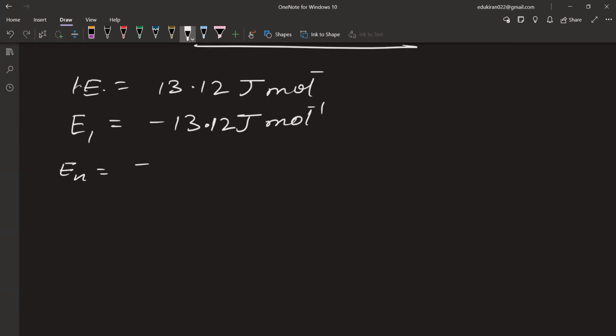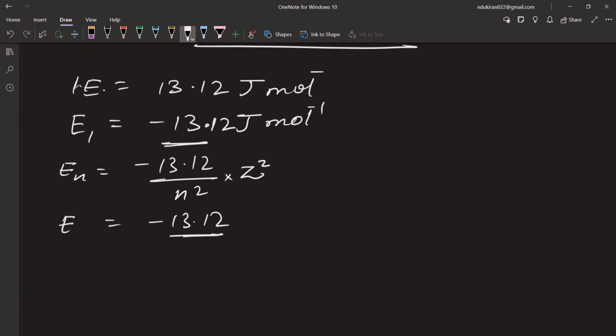और En जो होता है that is minus 13.12 divided by n square into z. ठीक है, तो minus 13.12 हम लोगों को कहाँ से मिल रहा है? आपको सवाल से ही मिल रहा है, ionization enthalpy से. क्यों? Because if you put here 1 ना, if you put here 1, then it will be still 13.12. ठीक है, तो ये कांस्टेंट जो आपको मिल रहा है that is you are going to get from the ionization enthalpy.